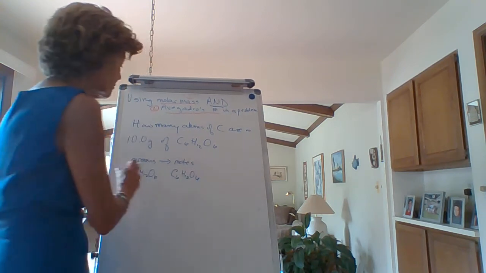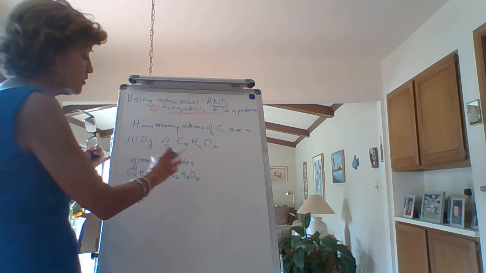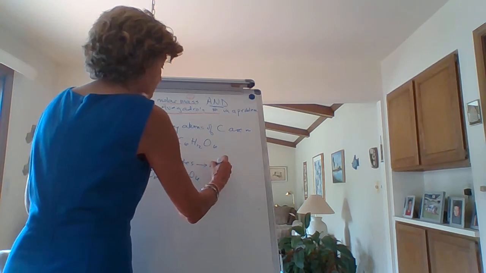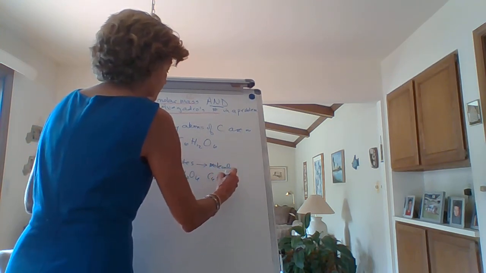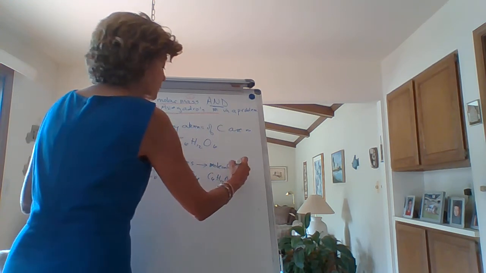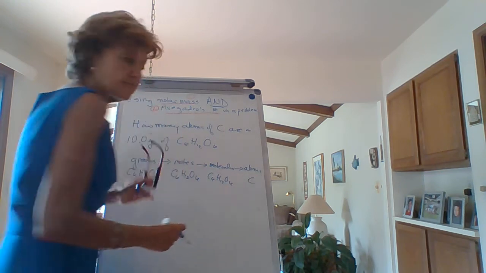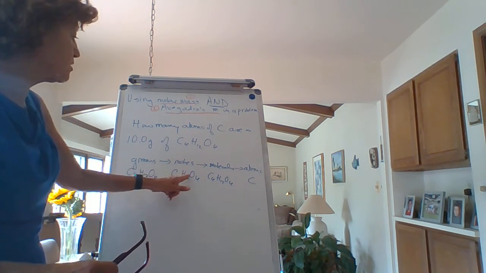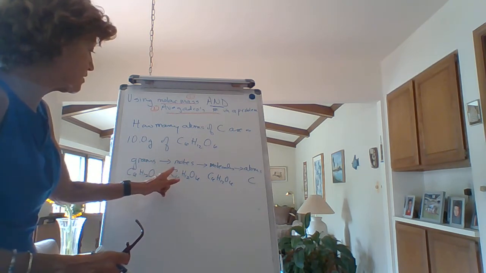Okay, you're going to go from grams of glucose to moles of glucose. Once you've converted to moles of glucose, you can then convert to molecules of glucose. Once you've got molecules of glucose, you can then go to atoms of carbon. See what I'm doing here? To go from grams of glucose to moles of glucose, you just need molar mass. So that will just do this conversion here.